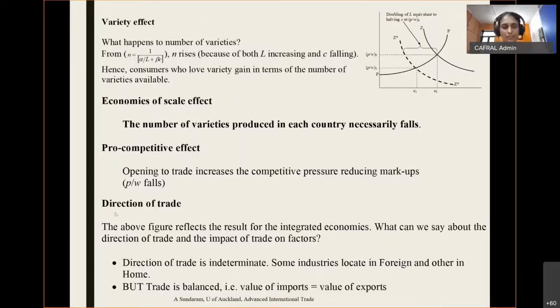Now, one quick note, and this is a nuance that you may or may not be interested in. We can't really say anything about the direction of trade in this model. So we don't really talk about who is exporting what, right? We just know that all consumers demand all varieties of products. So it's really less relevant to talk about what country is exporting what and so on in the Krugman model.